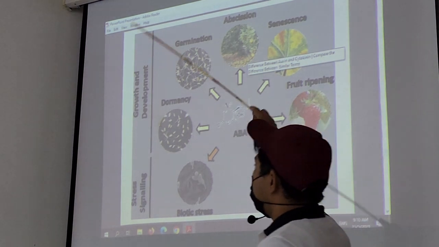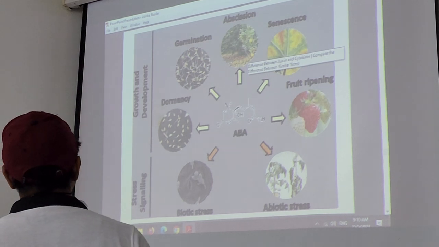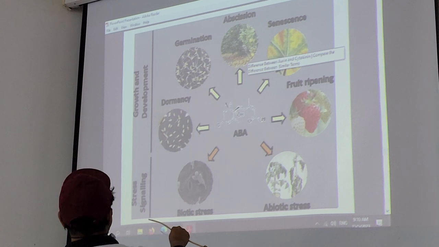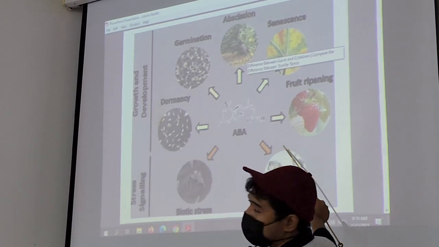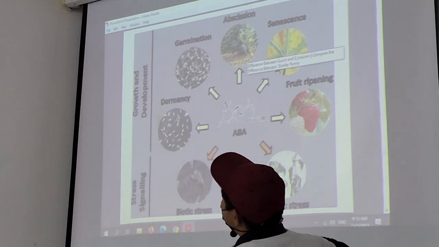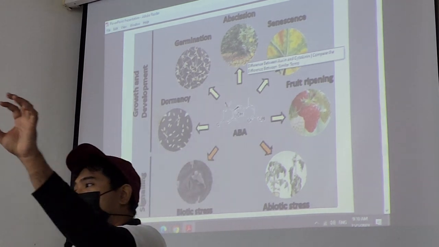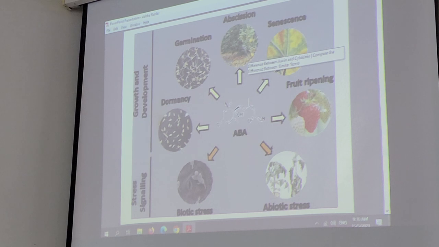So these are the things that the ABA is responsible for. So for the stress signaling, for both biotic and abiotic stress, you learn so much over here. Okay, but we didn't learn so much about here. And then for the growth and development in all stages of the plant, from the seed to the flower, all.